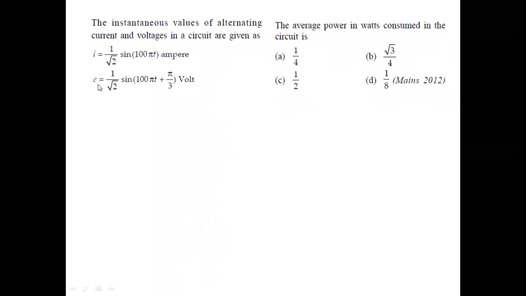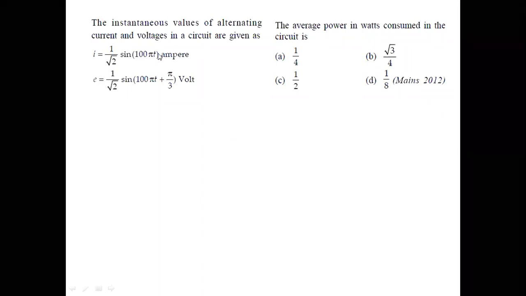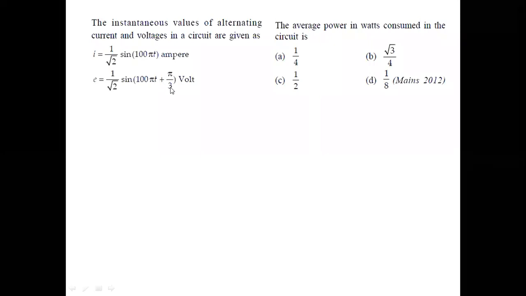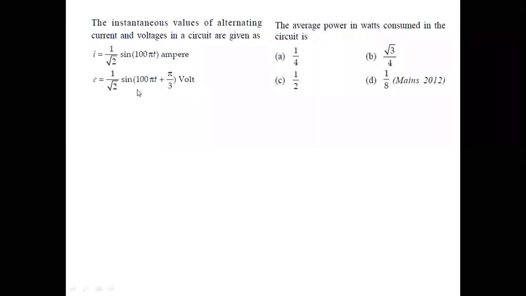And you remember I equal to Im. Of course, we need to write E equal to Em sine of omega t. Omega is nothing but 100 pi here. It is again 100 pi t plus phi angle, in volts. Let me write it in this fashion. So current and voltage are in this relation.